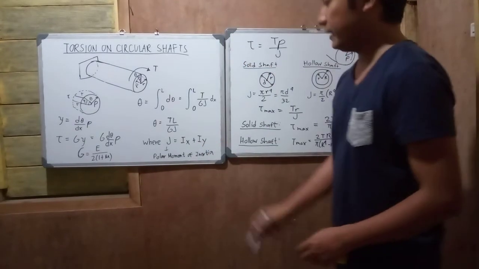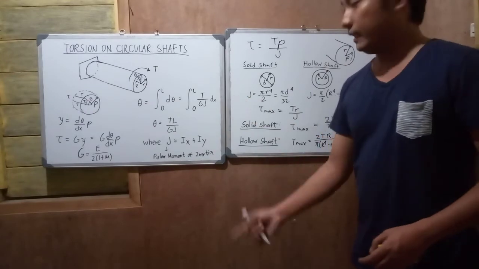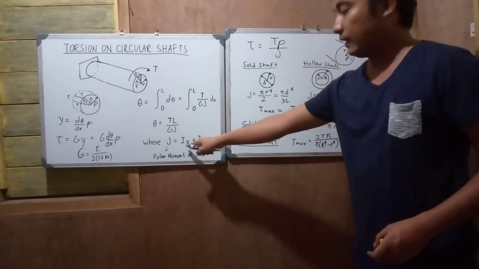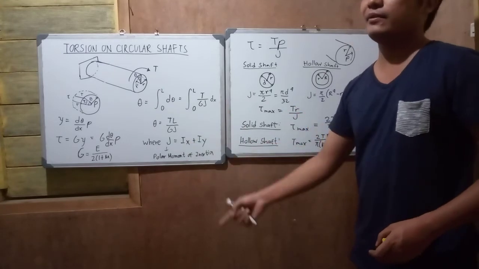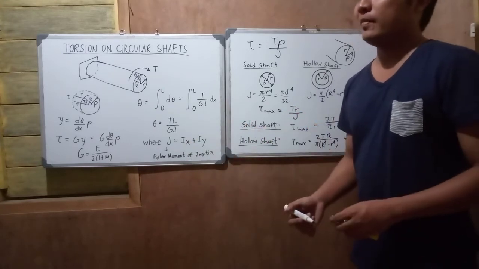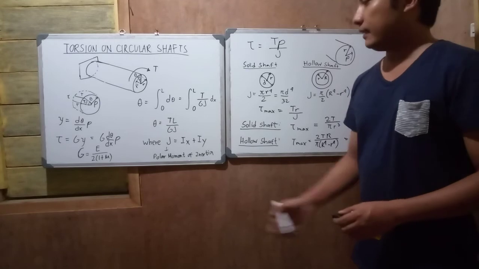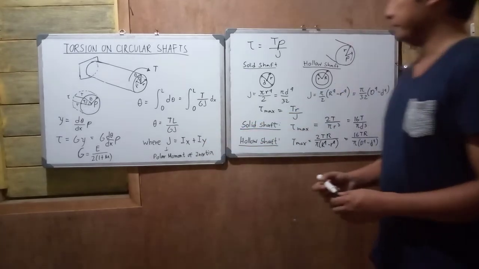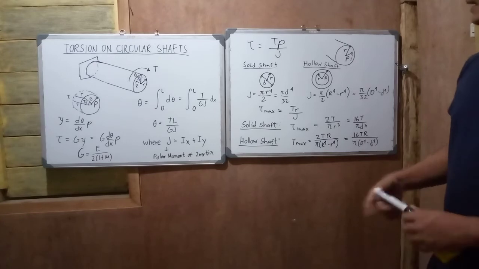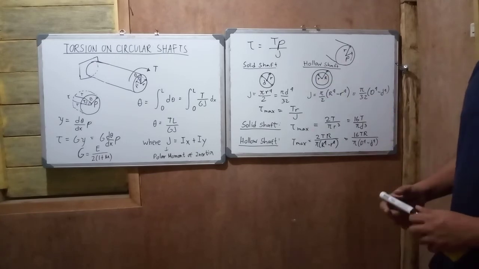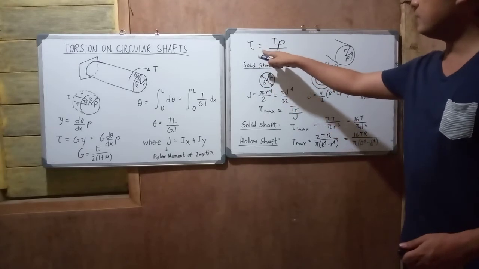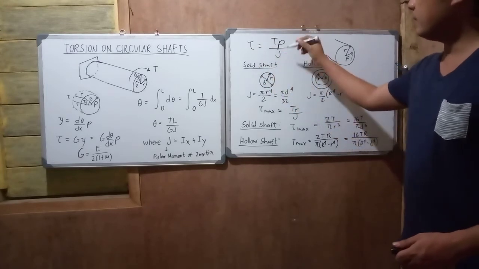In which it is equivalent to the sum of Ix and Iy. Okay? So I hope you remember what we tackled in our statics of rigid bodies, the Ix and Iy. Speaking of shear stress, your shear stress or tau is equivalent to T times rho over J.